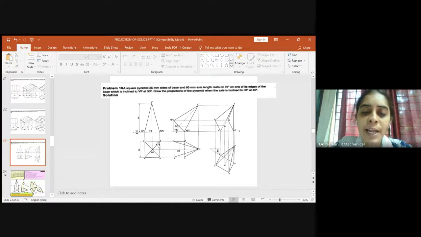A will be visible and D won't be visible. So you will write A dash outside the bracket and D dash within the bracket. Then take the projection. The top apex will be visible, right? So you will just write it as O dash. Only O1 dash, which is not visible, you will write within the bracket.